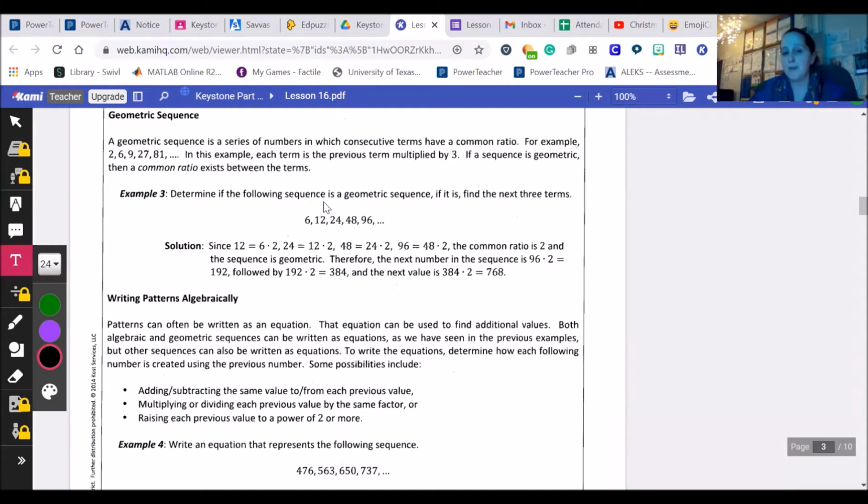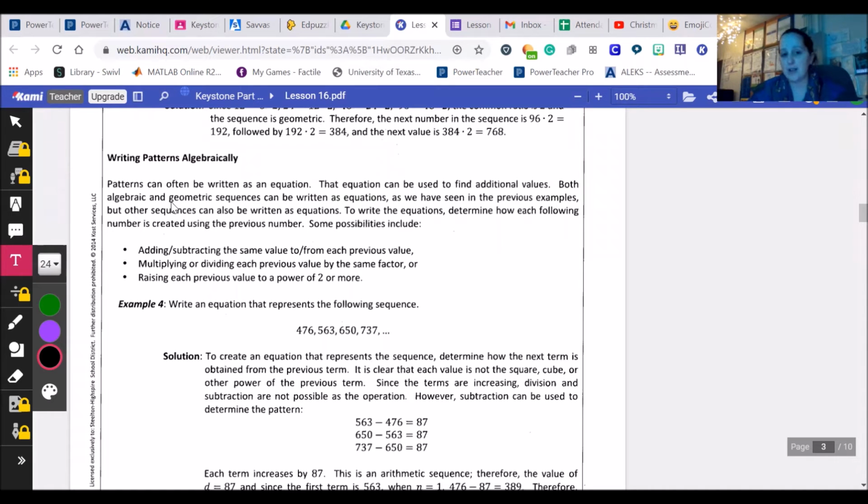To determine if the following sequence is a geometric sequence, and if it is, find the next 3 terms: 6, 12, 24, 48, 96. Since 12 equals 6 times 2, 24 equals 12 times 2, 48 equals 24 times 2, and 96 equals 48 times 2, the common ratio is 2, and the sequence is geometric. Therefore, the next number in the sequence is 96 times 2, which equals 192, followed by 192 times 2, which equals 384, and the next value is 384 times 2, which gives us 768.